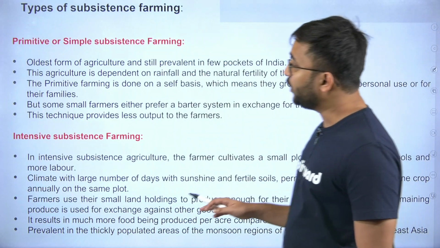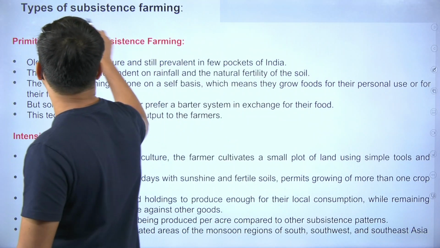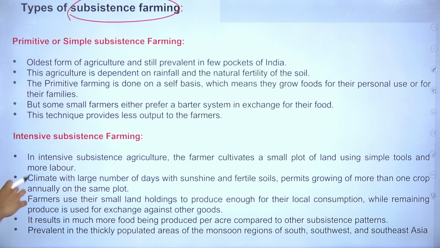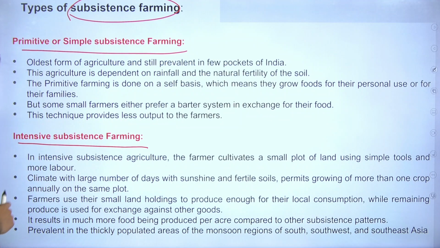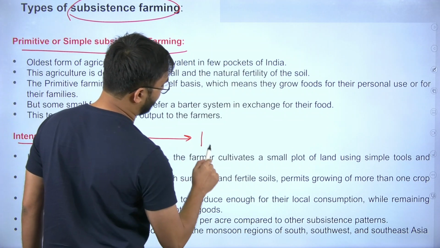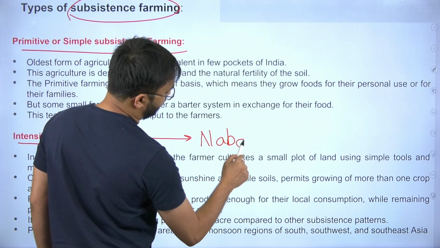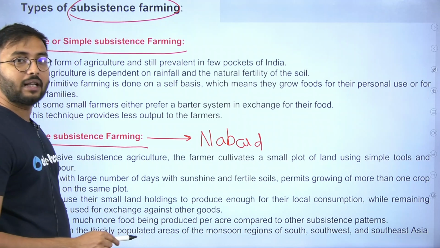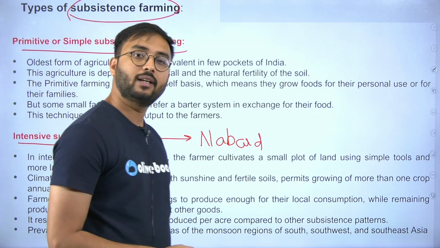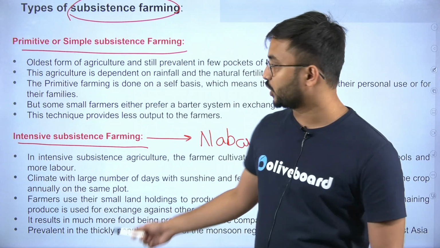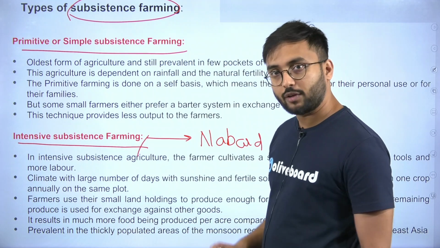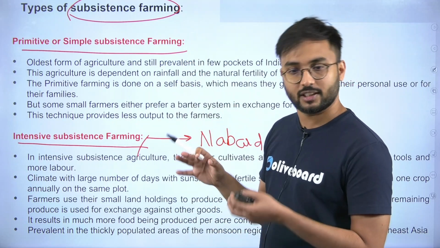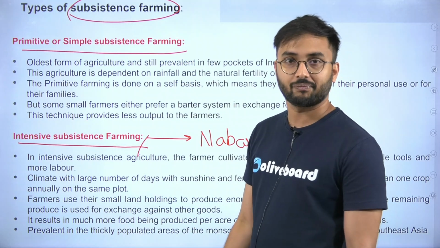Now we will be looking at the types of subsistence farming. The first type is primitive or simple subsistence farming, and the second is intensive subsistence farming. This was the same term which was used in your NABARD Grade A Phase 1 2023. A question was asked on intensive subsistence farming, so such terms are very important, and these may also be asked in your AFO exam.